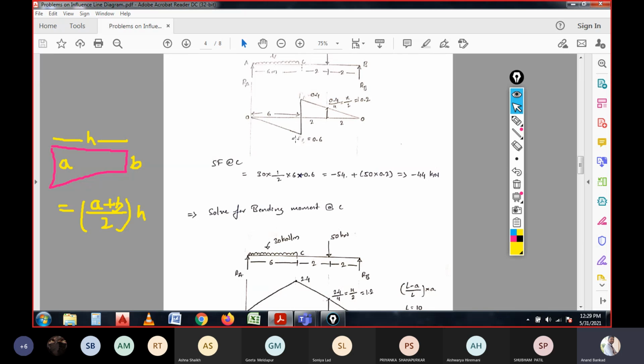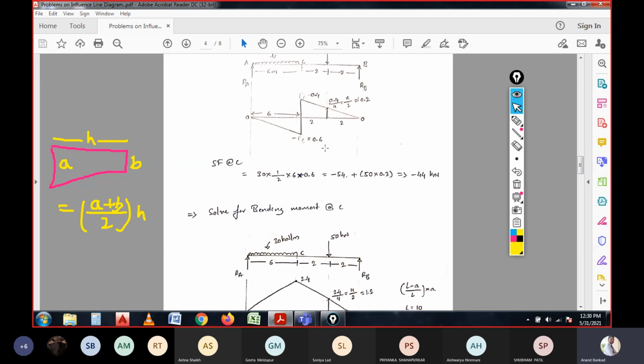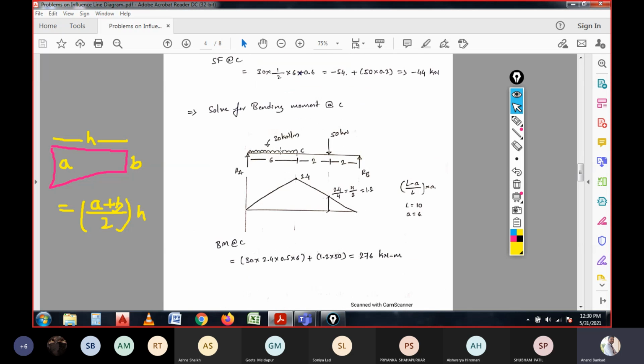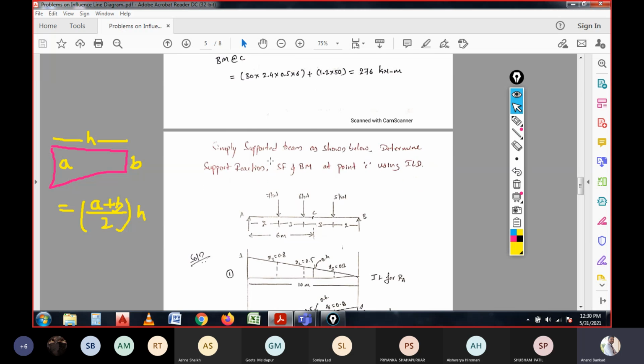Again, the area under the load is taken into consideration, that is half base into height, and the remaining 50 kilonewton with the coefficient value is considered. That means whenever we try to solve the problems, the same procedure will be followed. That is what my intention is to express over here.